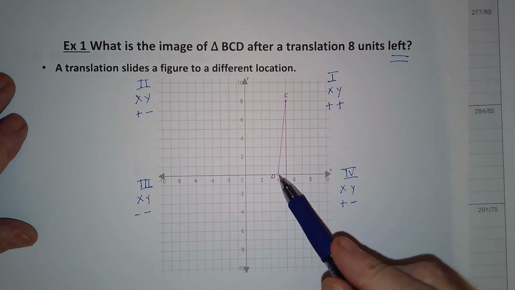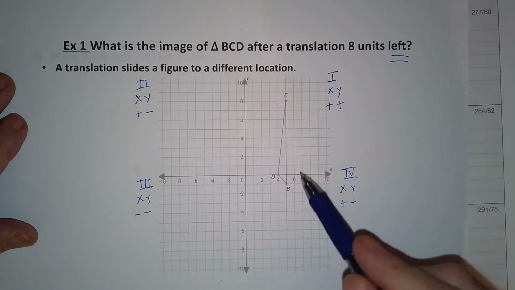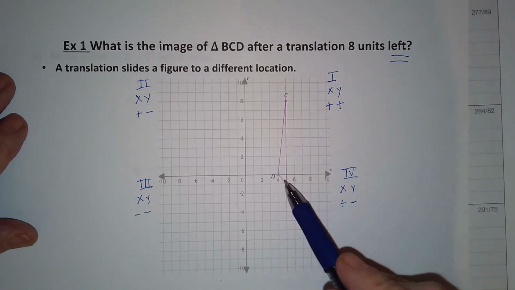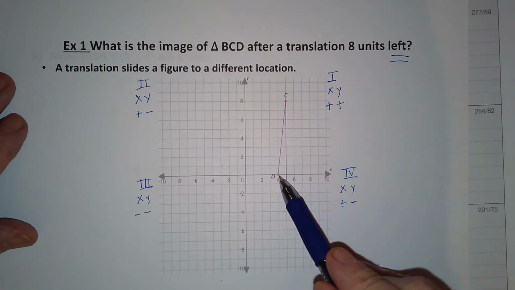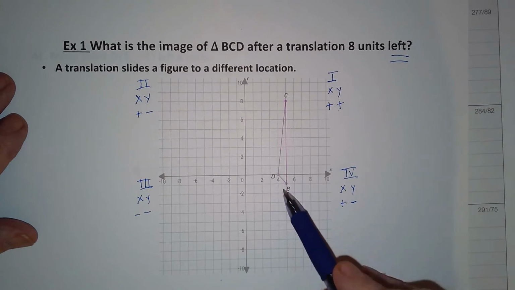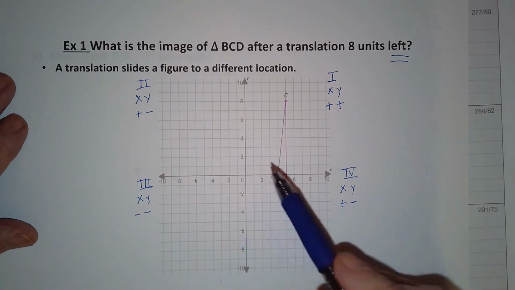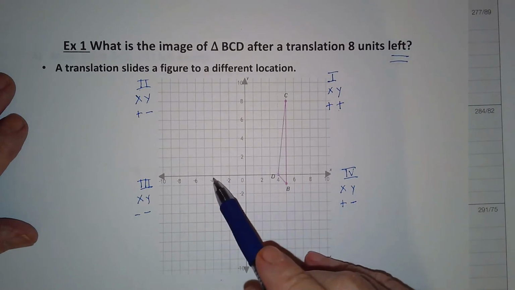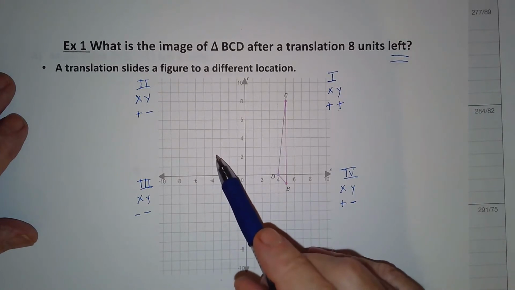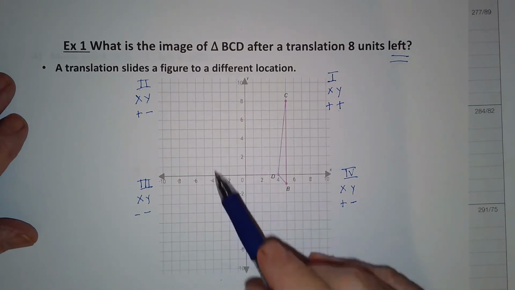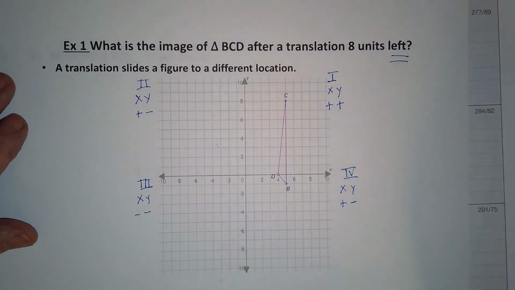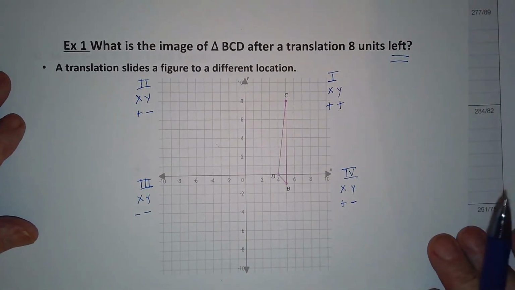But D here, which is on the line between quadrant 1 and quadrant 4, we don't really have to worry about the fact that we don't know which quadrant it is in, because the y-coordinate is 0, and 0 is neither positive nor negative. We're just going to move it along the x-axis again, the 8 units that we talked about. So it's going to end up over here, and the x-coordinates over in this quadrant 4 are negative. Okay, so that's what you're going to do.